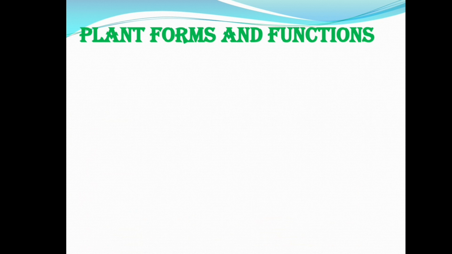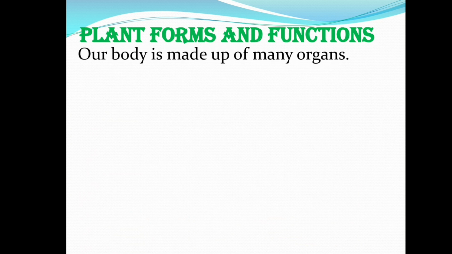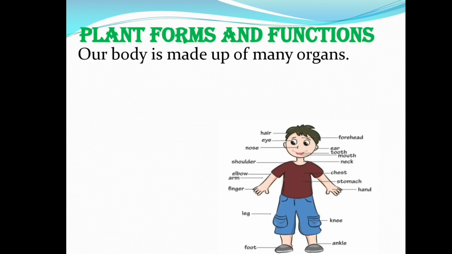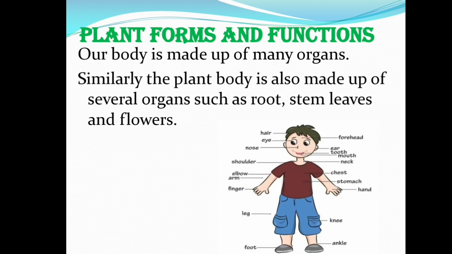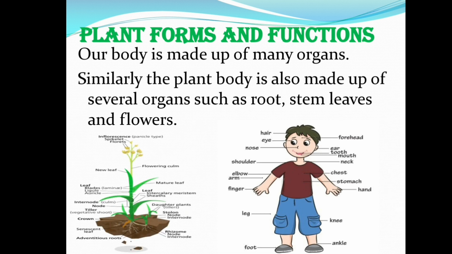Plant forms and functions. Our body is made up of many organs. Similarly, the plant body is also made up of several organs such as root, stem, leaves, and flowers. Our body is made up of many organs: we have eyes, nose, legs, hands, fingers, and so on. In a similar way, the plant body is also made up of several organs such as root, stem, leaves, and flowers.